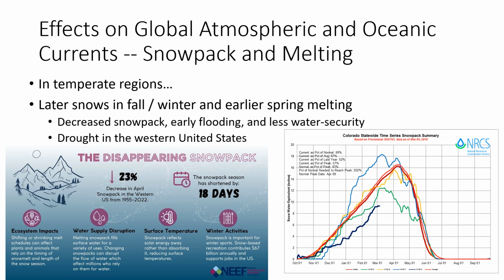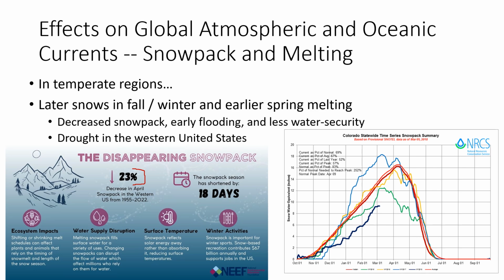So in this graph, we have a 23% decrease in April snowpack in the western United States from 1955 to 2022. That is exacerbating the drought in the western United States. Snowpack is the source of the water for the rivers in the arid western United States, especially the desert Southwest. If we have less snowpack in the Colorado mountains, that's going to mean less water available for people further downstream in Utah, California, Arizona, or Mexico that are trying to do agriculture.